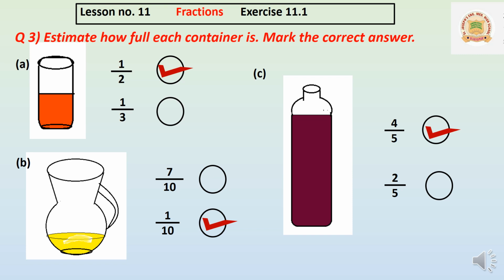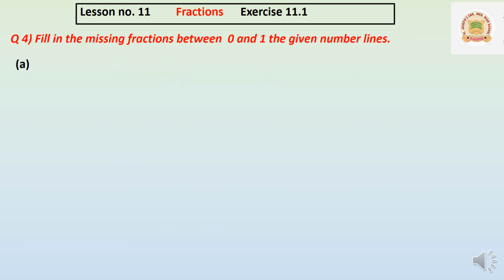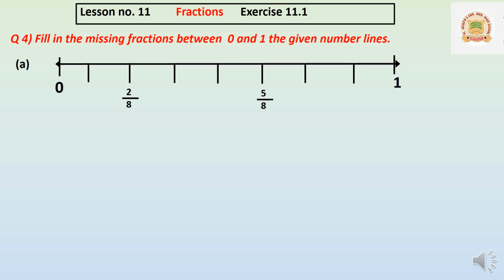Observe the figure, then mark the fractions. Now let us move to question number 4. Fill in the missing fractions between 0 and 1 on the given number line. So from 0 to 1, we have to make 8 parts. Already they have written 2/8 and 5/8. Now what will the first portion be? 1/8. Second is already written, 3/8, 4/8, 5/8 is also written, 6/8, 7/8.